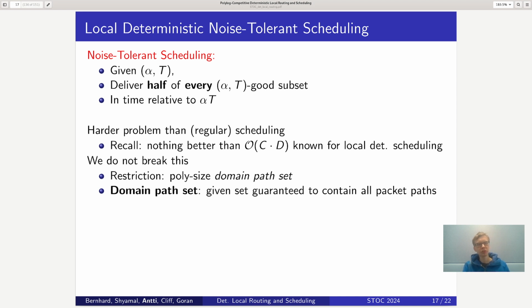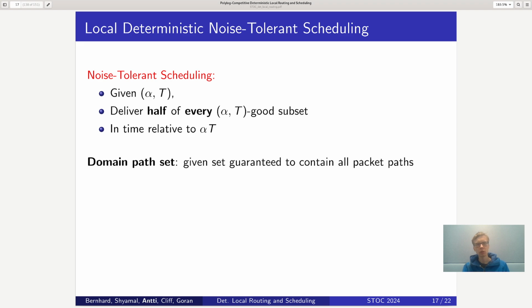Why is this not a restriction when combining it with semi-oblivious routing? Well, if you recall semi-oblivious routing, we have alpha paths between each vertex pair, which means in total the number of possible paths is alpha times n squared, which is polynomial. So we can just pass the support of the semi-oblivious routing as the domain path set to our noise-tolerant scheduling algorithm.